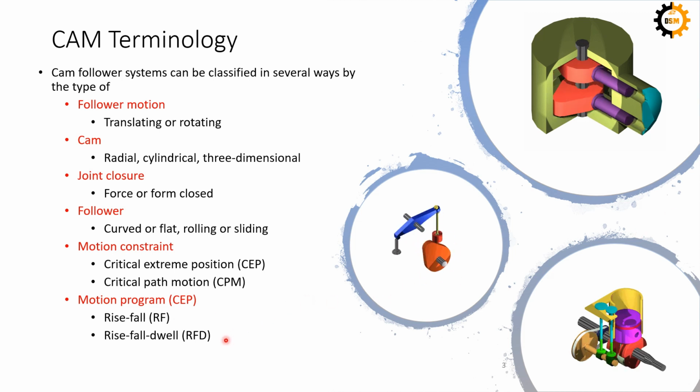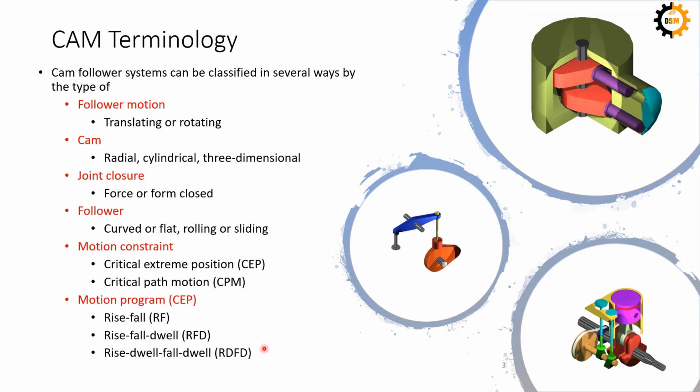Similarly, we have rise, fall, dwell. So in this type of cam follower mechanism, the follower rises, then it falls, and then it stays at a constant radius. It doesn't move at all. So that is rise, fall, dwell. Another is rise, dwell, fall, dwell. So it's a double dwell mechanism in which within one cycle of the cam profile, there are two dwells.